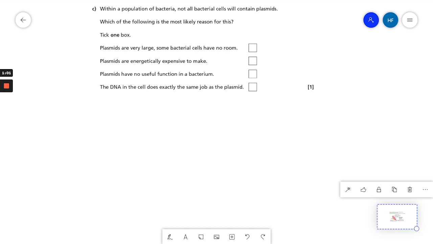You might not have been taught the reason why some bacteria do have plasmids and some don't, but you should have learned a little bit about the structure and function of plasmids, and this will allow you to be able to answer the question.